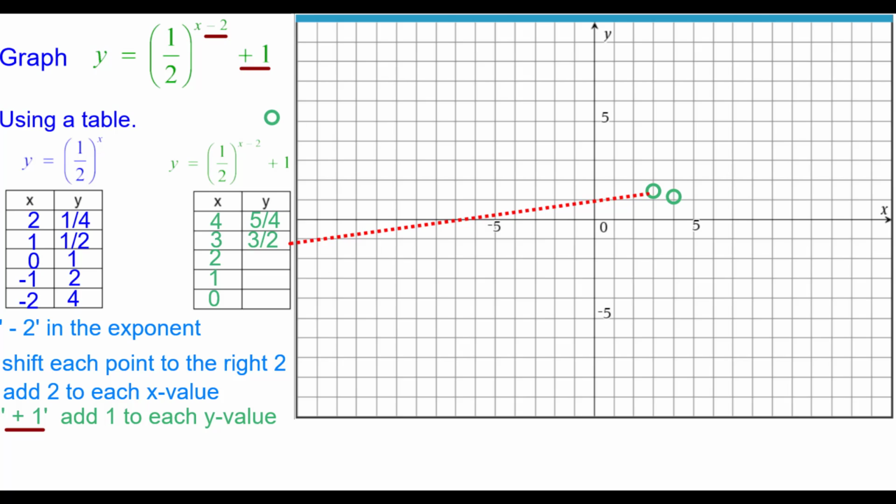3, 1 1/2. 1 plus 1 is 2, 2, 2. 2 plus 1 is 3, 1, 3. And 4 plus 1 is 5, 0, 5, which is our y-intercept also.